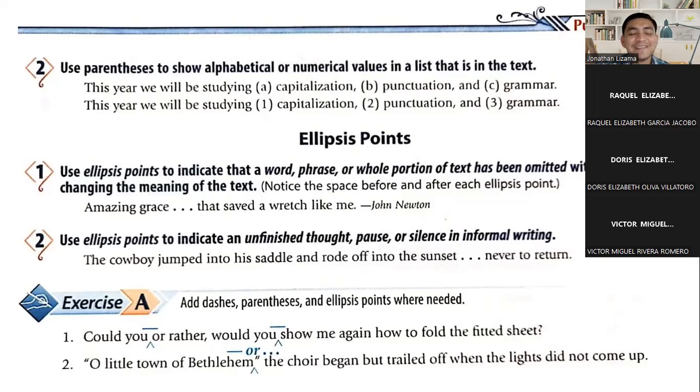Ok, wait a minute. Ya hablamos del quiz, ya vamos a hablar del quiz. I got it. Sí, yo entiendo.